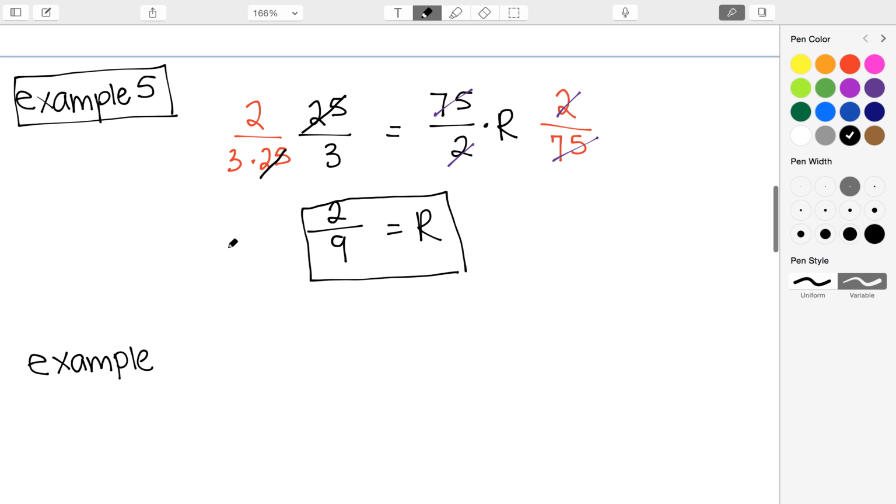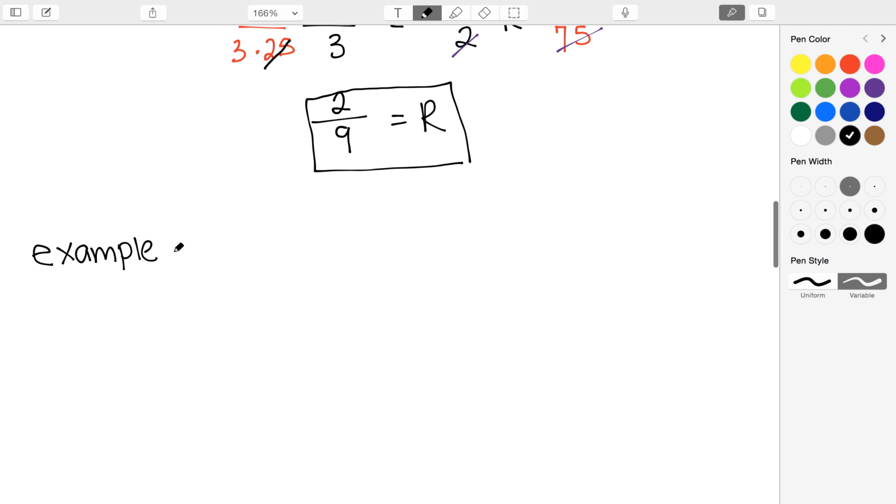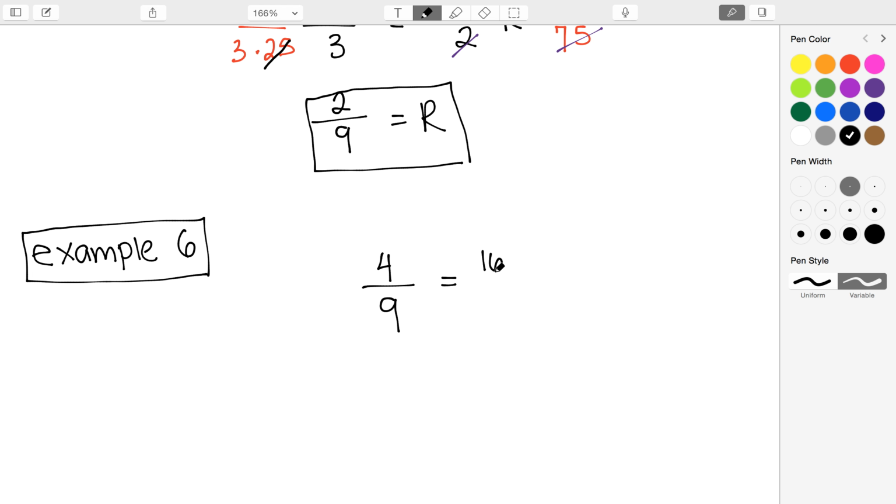Example, what are we on? 6? 6. Okay, let's do 4/9 equals, let's see, 16, I don't know, fifths m. Okay?